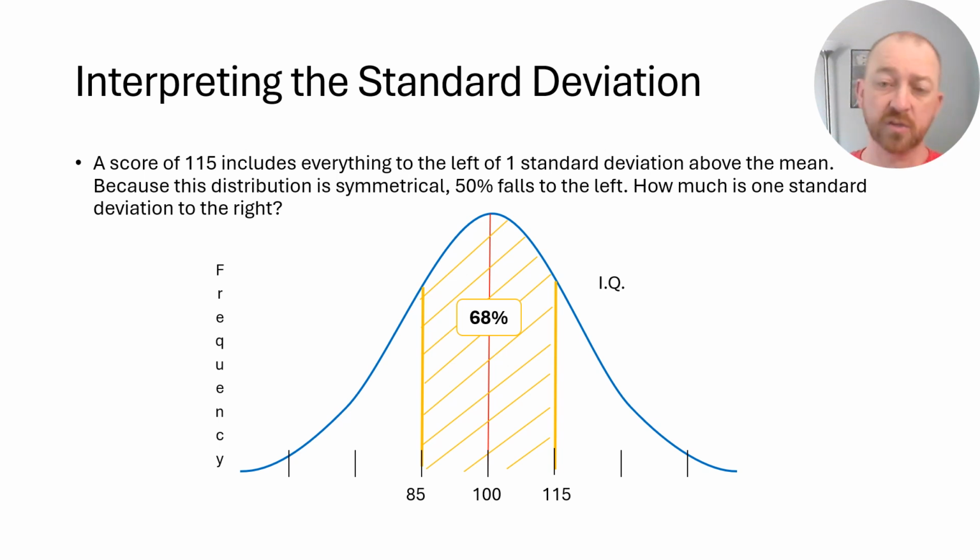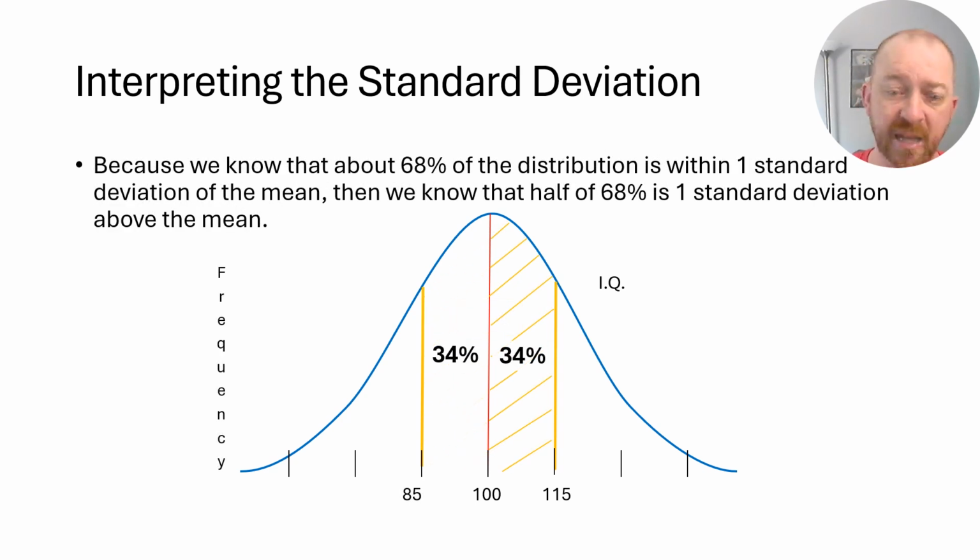Well, this may seem logical, but I'll walk you through it anyway. So if we know that 68 and a little bit more percent of all people fall within one standard deviation of the mean, what that means is that we can divide that 68% in half and get just a little bit above 34% fall within 1 standard deviation above the mean, and 34% fall within 1 standard deviation below the mean.